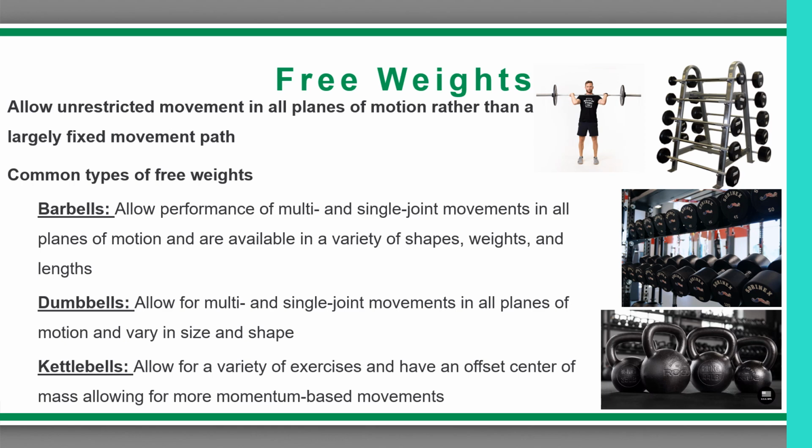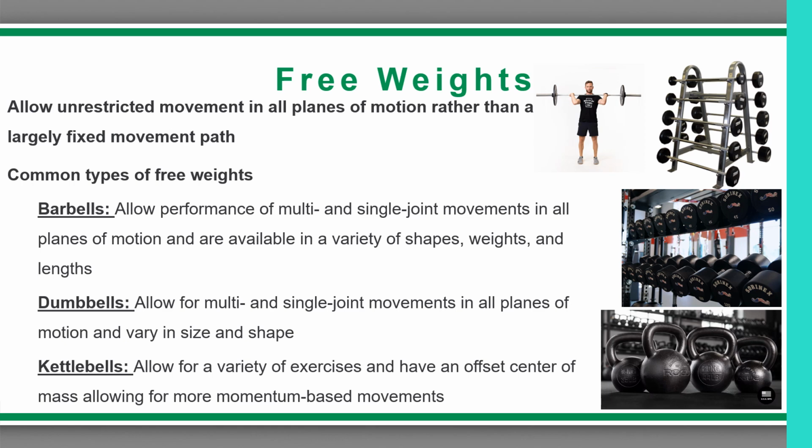An Olympic barbell is about 7 feet long and weighs 45 pounds, with the section where the weight plates are placed having a diameter of approximately 2 inches. Since barbells are free moving, the personal trainer should assess clients to determine if they possess the required coordination, stability, and increased knowledge of proper technique to safely perform a movement.